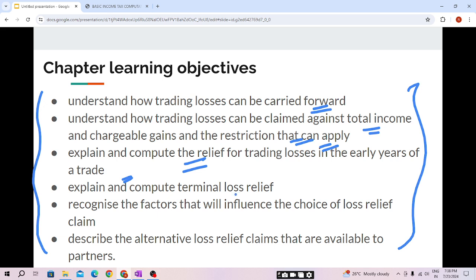Explain and compute terminal loss relief. If I am closing my business or shutting down my business, and in that period I have a loss, how will I claim it?